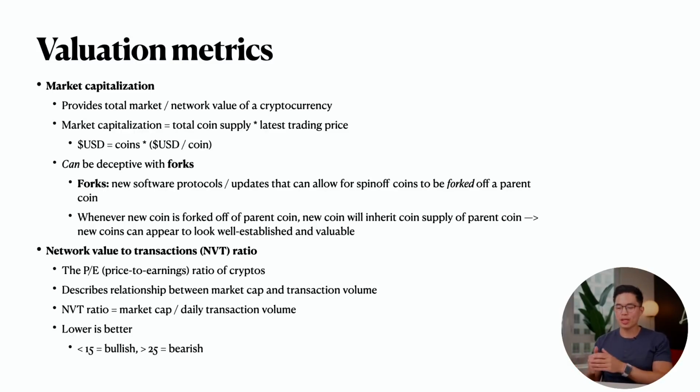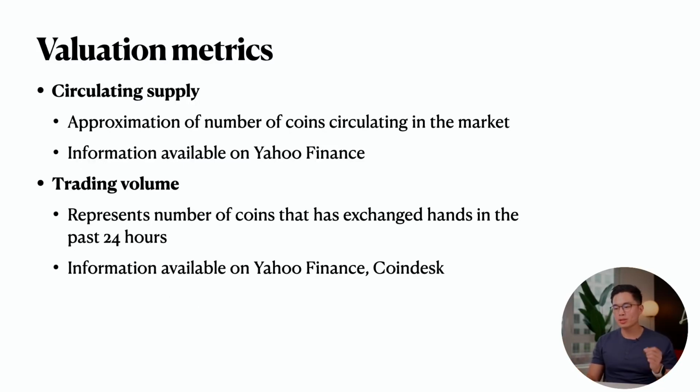Now you'll notice that the price to earnings ratio for stocks is similar, but for crypto, there's no earnings, right? These aren't actual revenue generating companies. So that's why we have to use the NVT ratio. Another thing to look out for is the circulating supply. So this is the approximate number of coins circulating in the market. You can easily find this information on many different sources such as Yahoo Finance or CoinMarketCap, and pretty much any website is going to have this information.